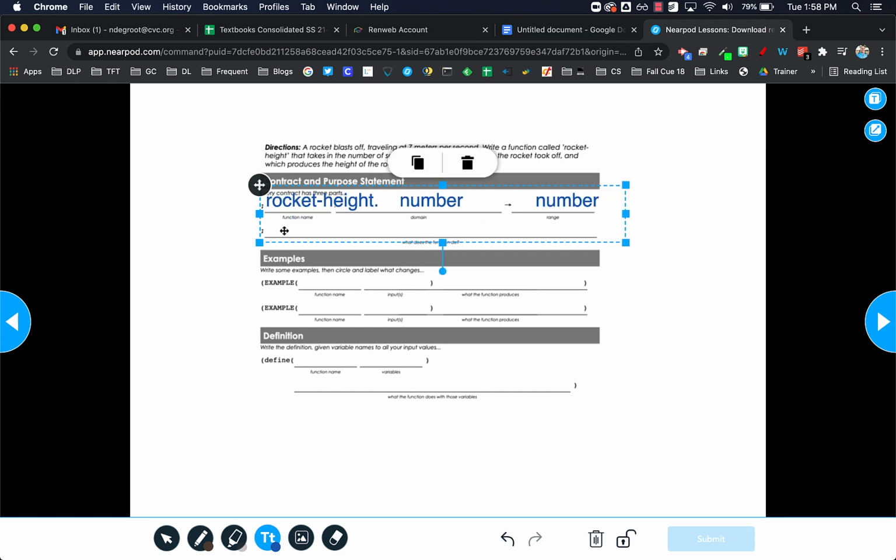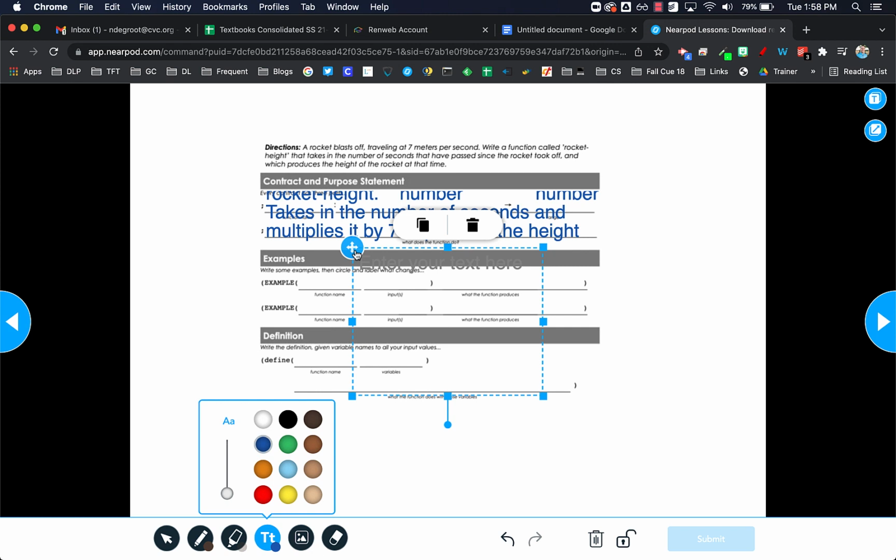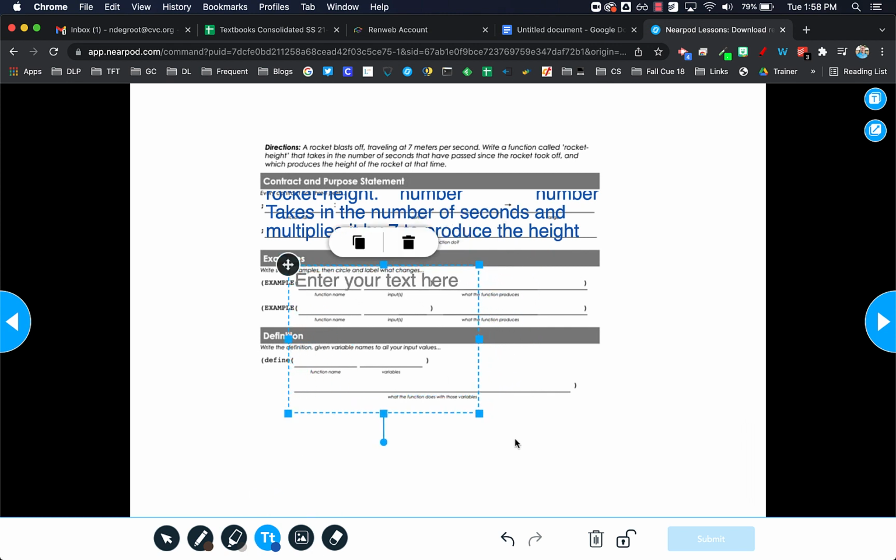Okay, and to be specific about what it does, it takes in the number of seconds and multiplies it by 7 to produce the height. That is a very clear and specific statement as to how this function works. Okay? Now let's try some examples right here.